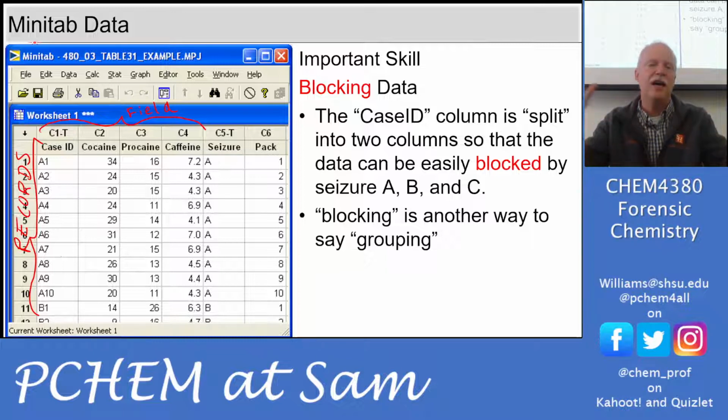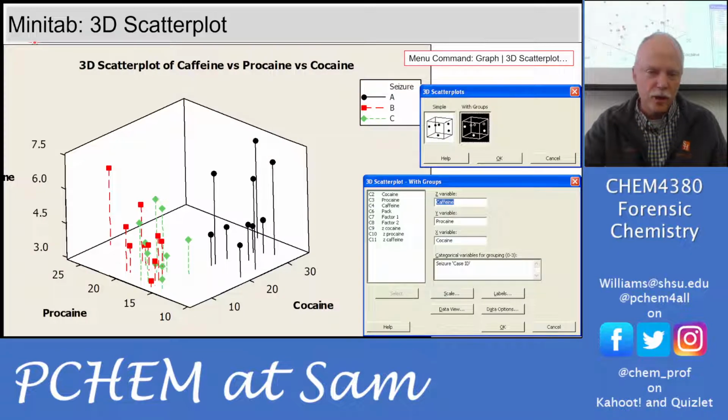So this idea of database and blocking is universal. It doesn't have to do with forensic chemistry. It's just how we deal with data. But it's an important concept, this blocking idea.